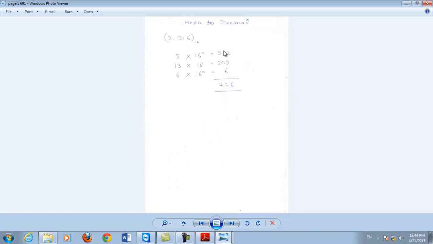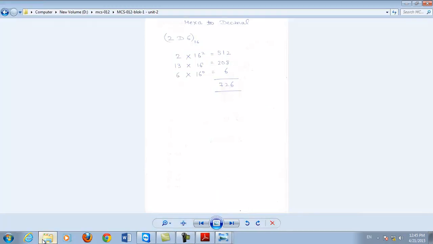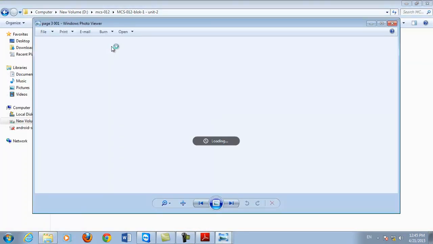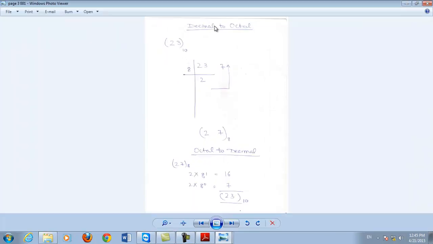Firstly, you have to convert this hexa to decimal. 726 base 10 is your decimal value. Then you have to convert this decimal to octal. Like I will give you one example. To convert the decimal into octal, divide that 726, the answer you got, by 8, and the remainders will be the equivalent octal number.